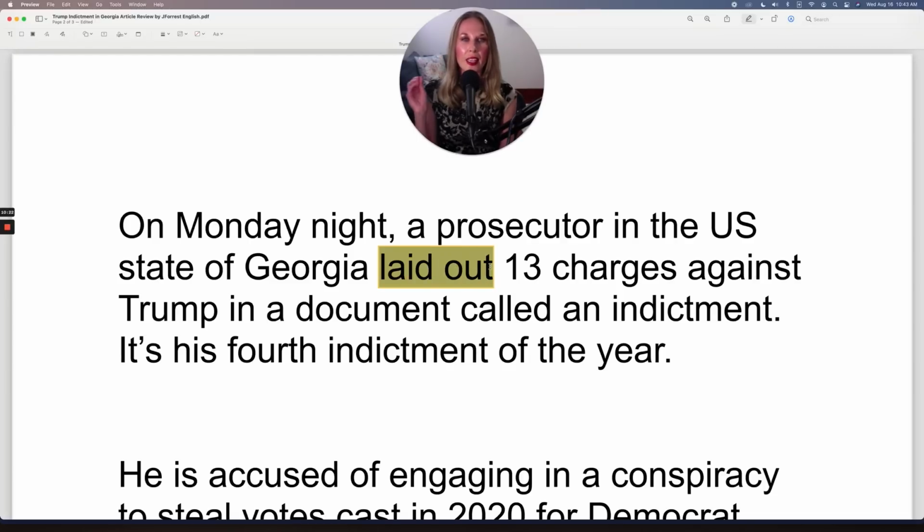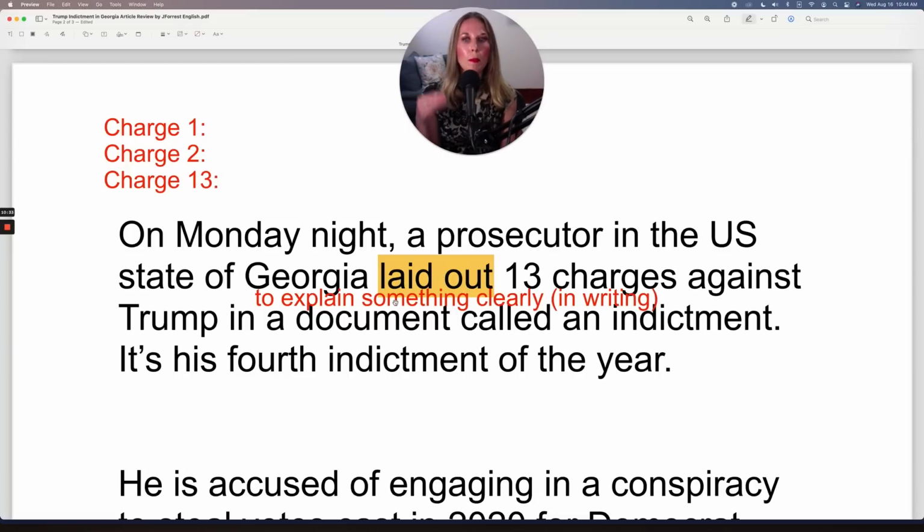Now, notice how they said laid out 13 charges. When you lay something out, it means that you explain something clearly. And we generally use this to lay something out in writing. So notice how they said they laid out the charges in a document. So the information was explained clearly in a document. If it were verbally, then perhaps they wouldn't use this expression and they would just say, and the prosecutor explained the charges to the public if it were in an interview, for example.